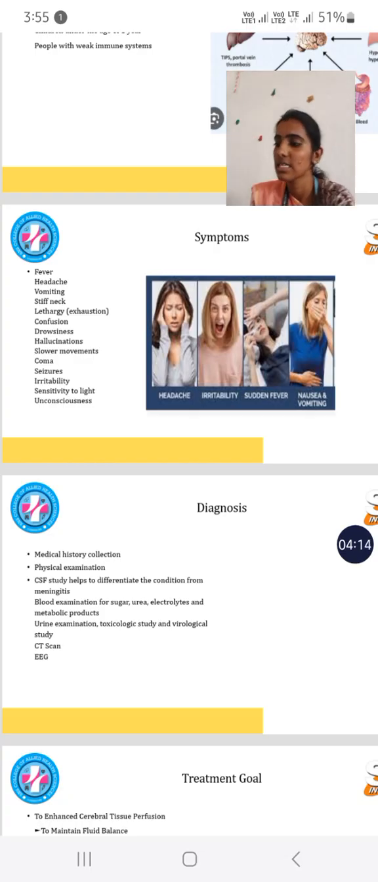For diagnosis, medical history collection, physical examination, and CSF study help to differentiate the condition from meningitis. Blood examination for glucose, urea, electrolytes, and metabolic products. Urine examination, toxicologic studies, virology study, CT and MRI.